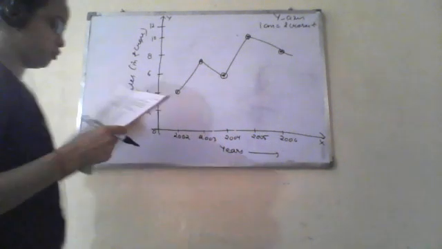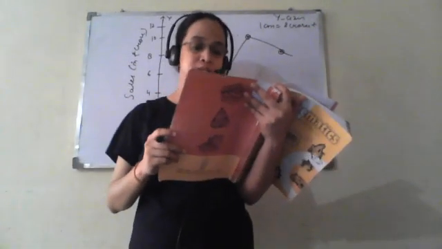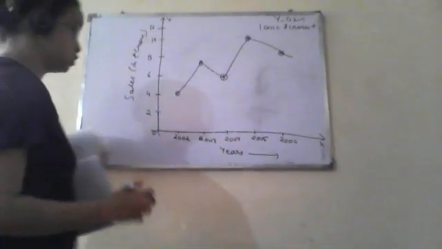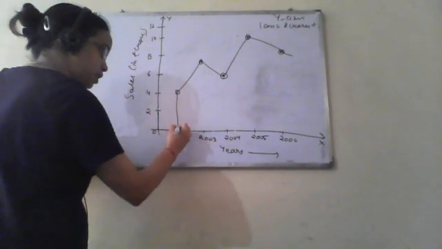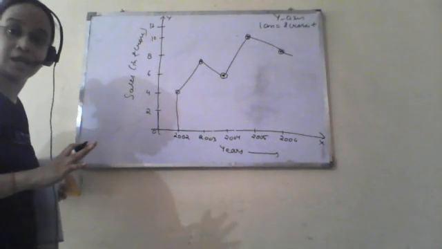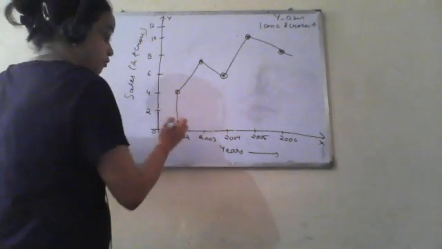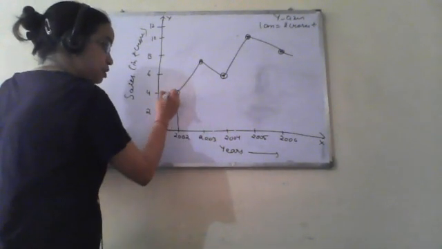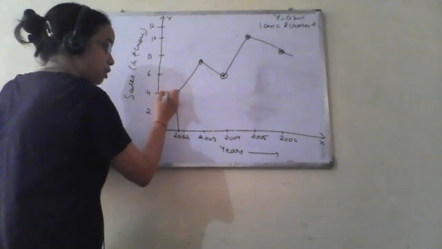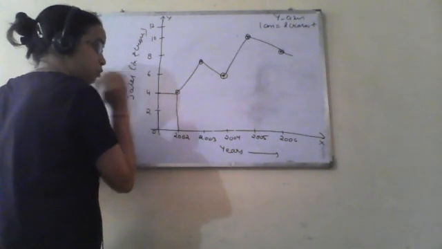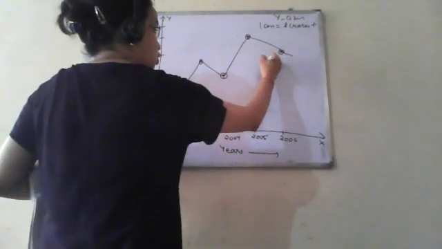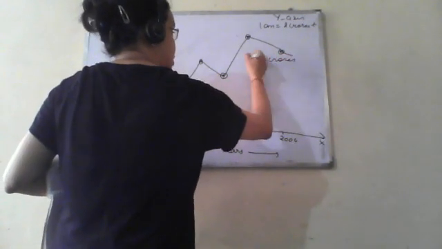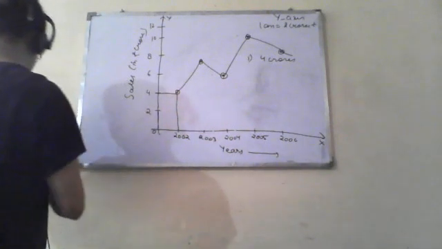Okay. So what is the first question? What were the sales in 2002? So in 2002, here is our point, and for finding out the sales, we have to plot the corresponding perpendicular line on y-axis. If I plot a line on y-axis, it comes out to be 4. That means the sale in 2002 is 4 crore rupees. Okay, this is the first part of the question.